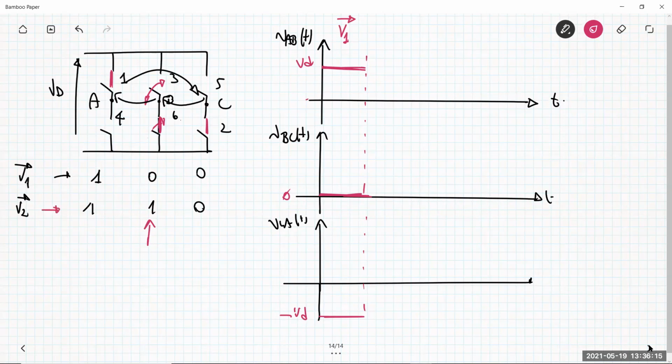Then you have the space vector V2. So what is the difference? You have the same voltage VCA, because these two legs are the same as before. The voltage VBC is now different, because the switch is closed here, so VBC is VD. And the voltage VAB is null. This is the combination 0, VD, negative VD, which is characteristic of the status of the space vector V2.